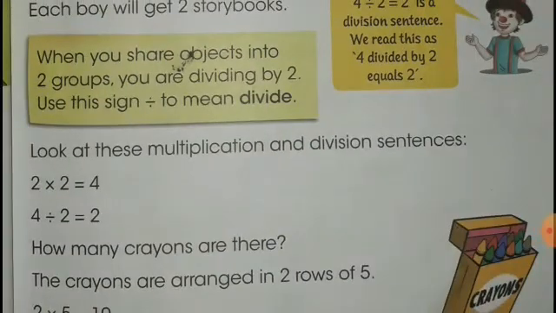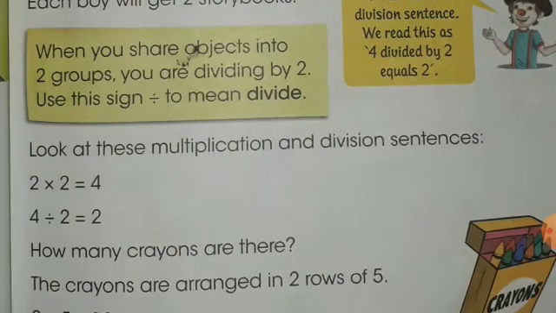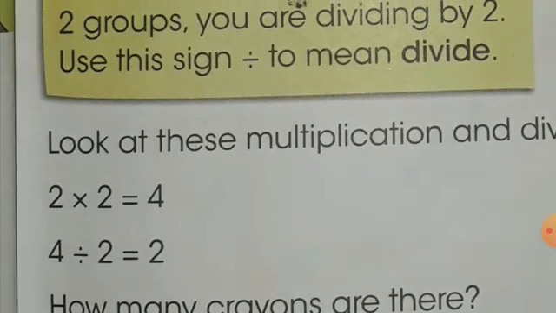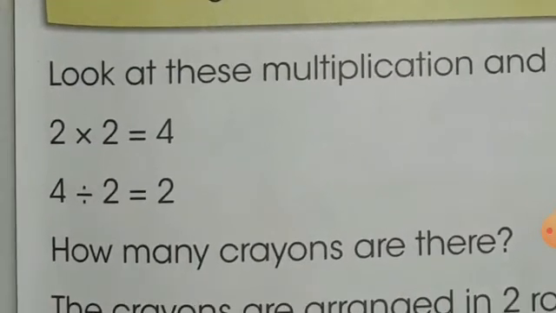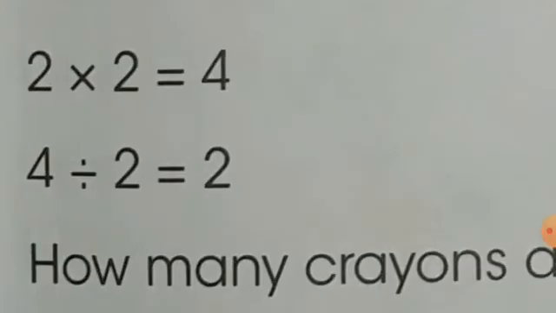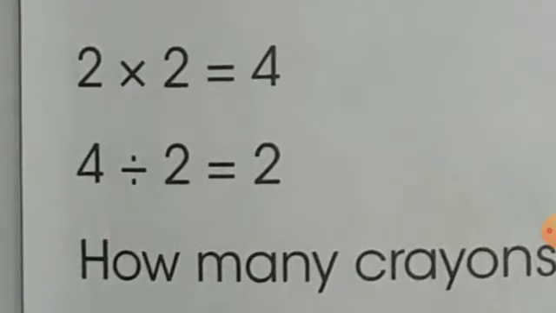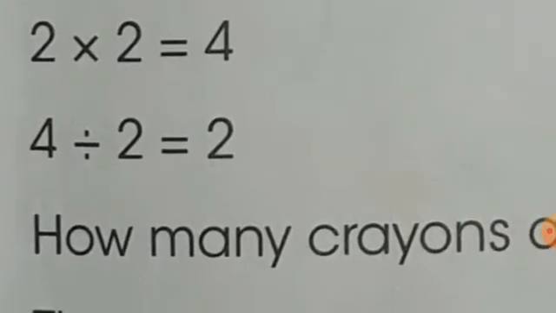Look at these multiplication and division sentences. 2 2s are 4. In the division sentence, 4 will be written at the start of the sentence, then the sign of division, 2, equals 2.